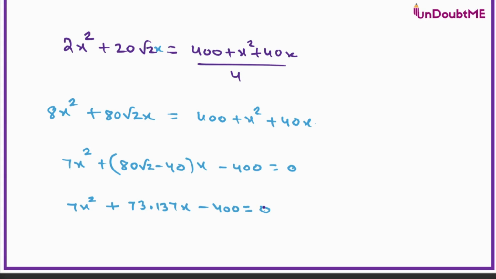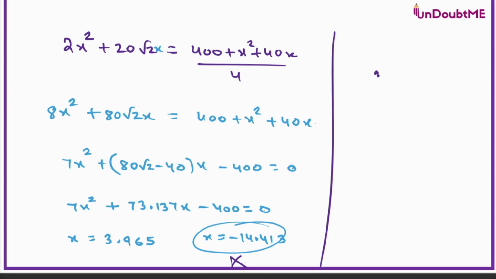Now for this, either I can use a calculator to solve it or I can graph it to get the x value. Putting 7x squared plus 73.137x minus 400 in the calculator will give me x is equal to 3.965 or x is equal to minus 14.413. X is a side, so it can't be negative, so let us reject this value. We are moving forward with x equal to 3.965, and we just need to square that value.